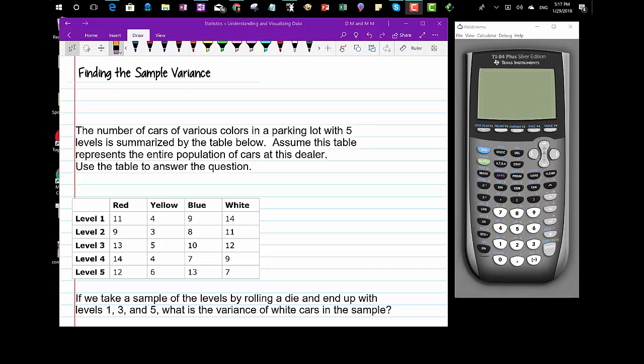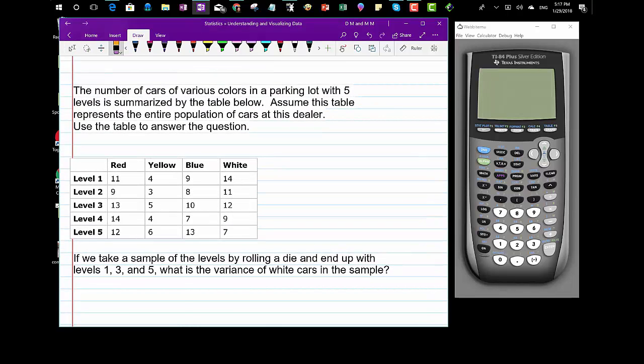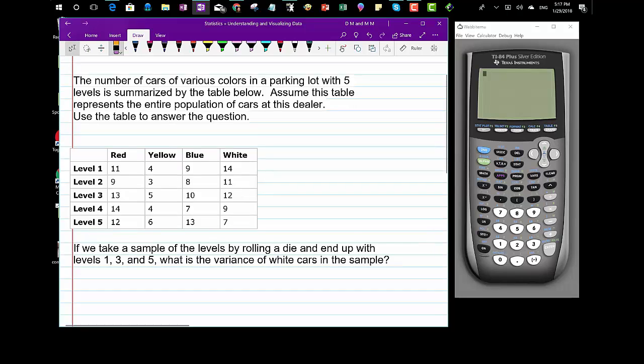variance. And we're going to use the 1-Var Stats function in our graphing calculator to help us do that. So the problem says that the number of cars of various colors in a parking lot with 5 levels is summarized by the table below. And they tell us to assume that this table represents the entire population of cars at this dealer. So we use the table to answer the question.